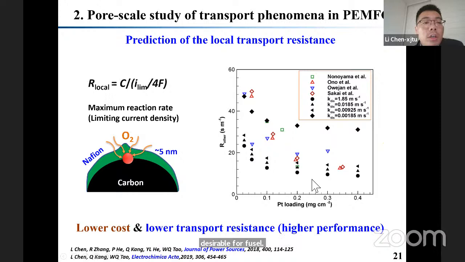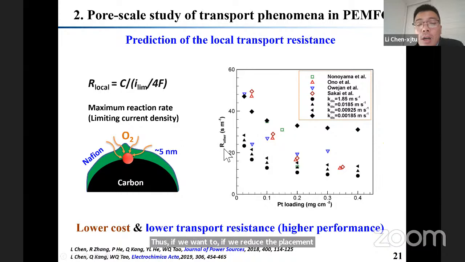But traditionally, we use a very high value of the Pt loading, so the local transport resistance is low. But platinum is very expensive, so you have to reduce its loading. As we reduce the platinum loading, the local transport resistance is increased. That means the current density will be reduced. But we do not want to reduce the current density, right? So we need to reduce the local transport resistance. Thus, if we reduce the platinum loading, we still can obtain a higher current density.